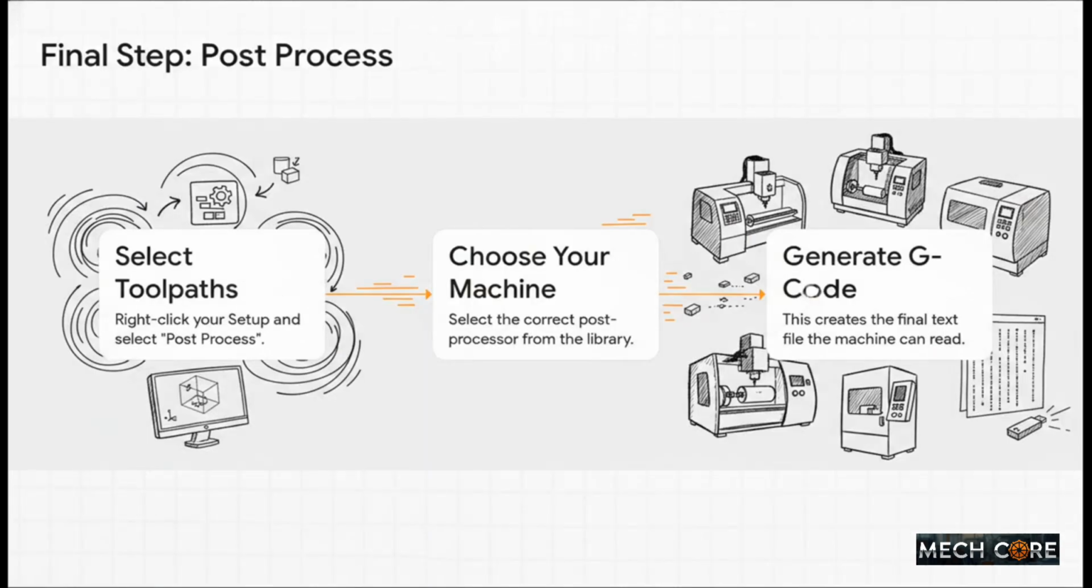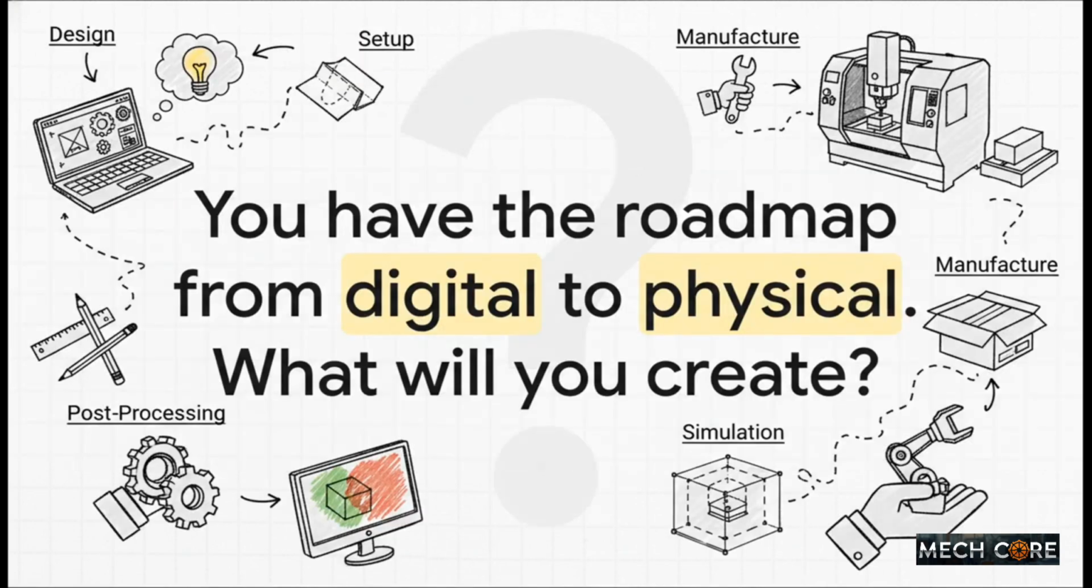All right, so once you've run the simulation and everything looks perfect, you are at the finish line. The very last step is called post-processing. All this does is translate those pretty toolpaths you see on the screen into a boring text file called gcode. It's just a long list of coordinates the machine understands. You just pick your specific CNC machine from a list, hit the button, and it spits out the exact file you need.